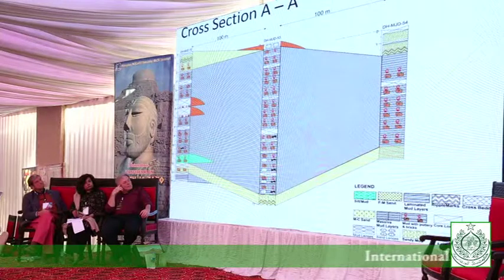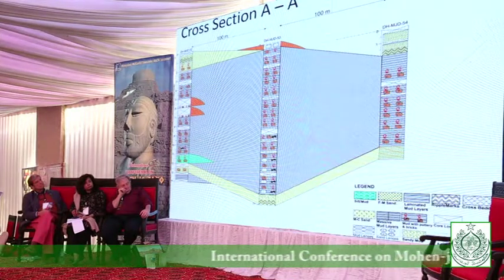So this is section AA. I just showed you the location, that is the northeast direction. These are various boreholes, 52, 53, 54. All three boreholes are rich in cultural material.